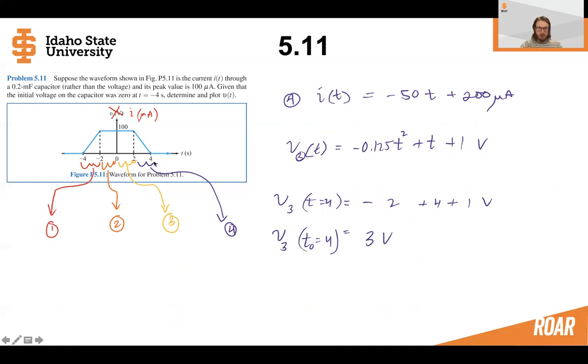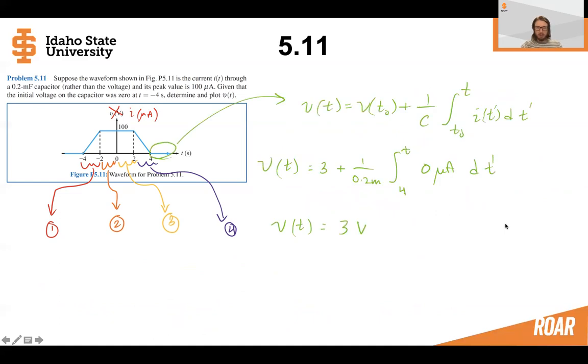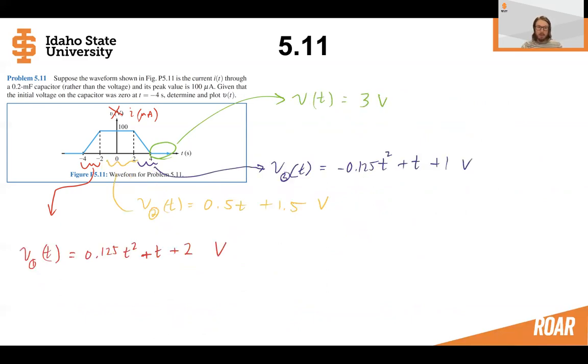Because the current is constant at 0, the voltage is going to be constant. This is just one little extra area because the current's 0. If we integrate over 0 amps, we get a constant voltage. So from time equals 4 and beyond, the voltage will remain constant, because we can think of the capacitor as being fully charged at this point, because the current is no longer changing.